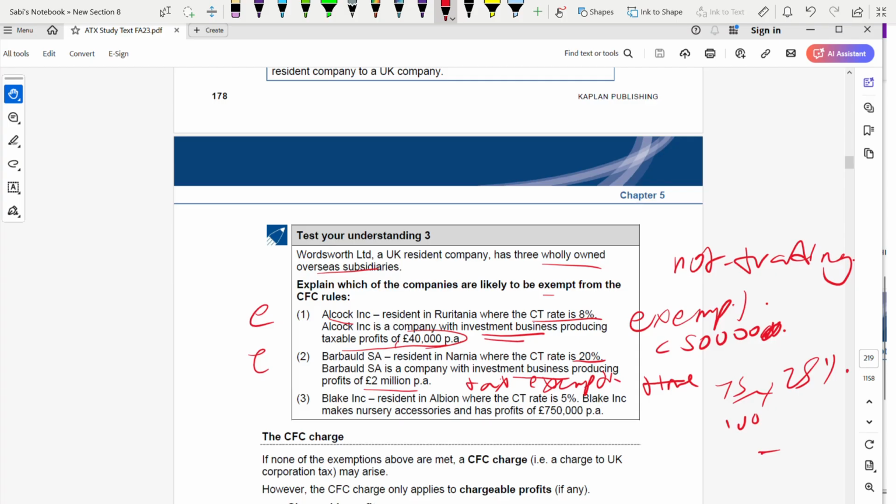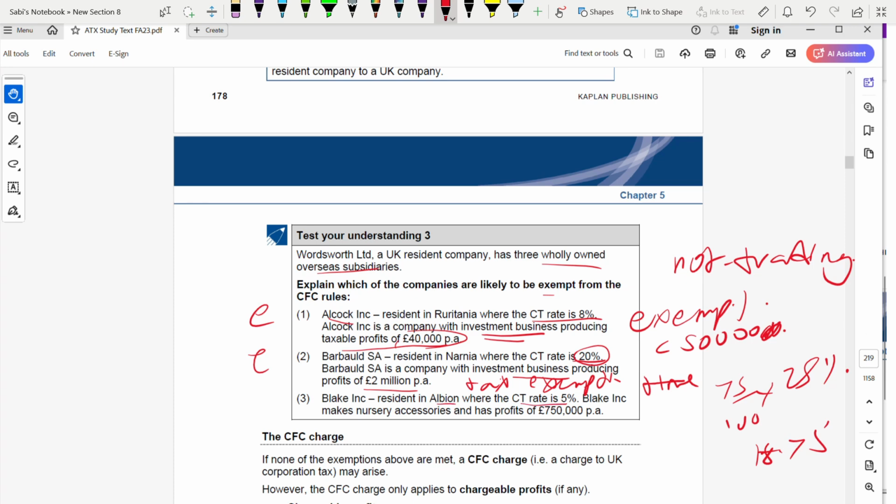Okay. And 75% of 25, where UK corporation tax is 25, is 18.75. So here it is 20%, more than that. So that's why at least 75%. That means more than 18% of corporation tax overseas means tax exemption.